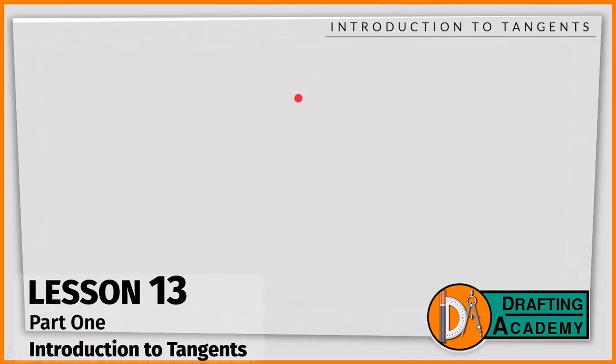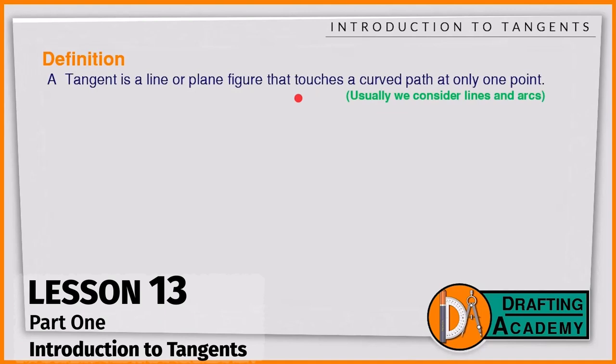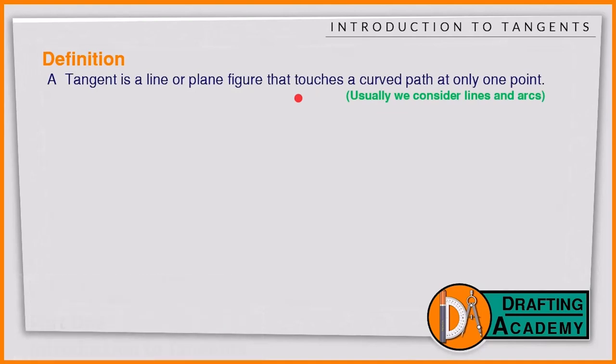In this lesson, we're going to begin our discussion about tangents. Tangents are very important, and this is what they are. A line or a plane figure. Usually it will just be a line or an arc that touches a curved path at only one point. A key thing to always remember about a tangent is that the curved path which it will touch is usually going to be a circle.